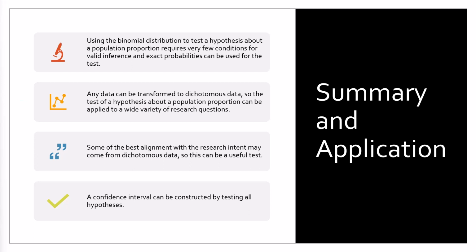Even if you have a continuous measure, you could create a cutoff point and dichotomize individuals, and then see what proportion of individuals in your sample exceed the particular value, and determine if that's enough to confirm that the proportion in the population that would exceed the cutoff is a certain amount. Some of the best alignment with the research intent may come from dichotomous data, so I consider this a useful test. And then, as we'll see in an upcoming video, a confidence interval can be constructed by testing all hypotheses.